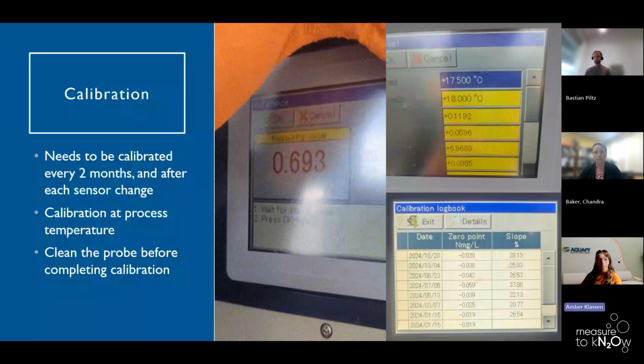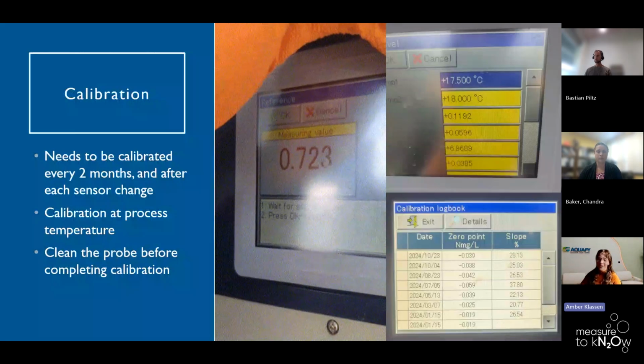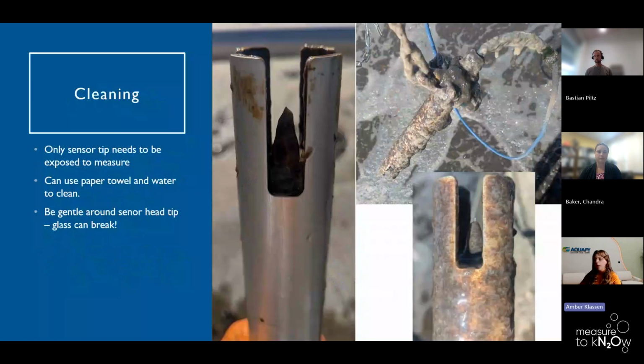It is also really important to make sure that the probe of the sensor is cleaned before each calibration. And this can be easily done using water and paper towel. The key thing to note is that you want to be careful around the glass tip of the sensor as it is fragile. A fun thing to note too is that the sensor can still do readings even if there is biofouling, as long as the tip of the sensor is exposed. And you can see this in the bottom right hand of my screen, sorry, I apologize.